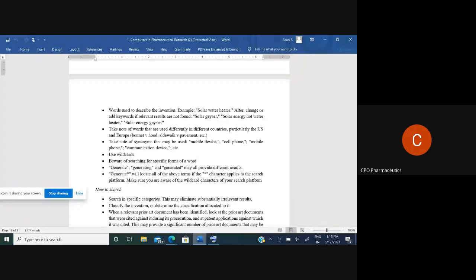Now my question: water heater is a term, and we can also use the term geyser. Solar water heater is a term, we can also use solar geyser. These two terms give the same meaning. Cell phone is a term, mobile phone is again a term which gives the same meaning. Communicating device is again one more term which gives the same meaning.